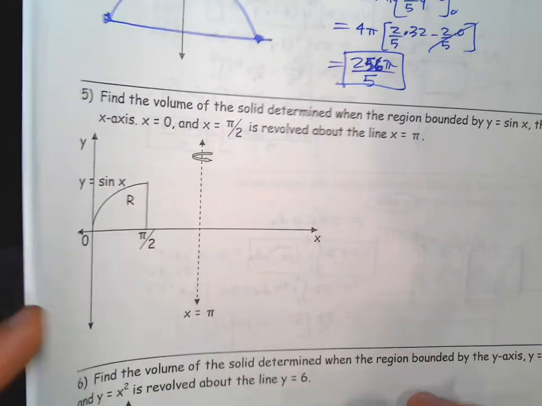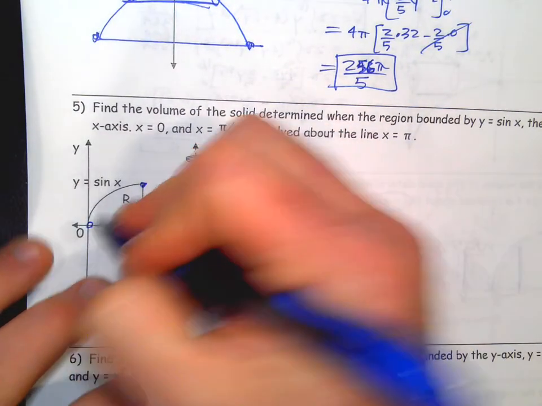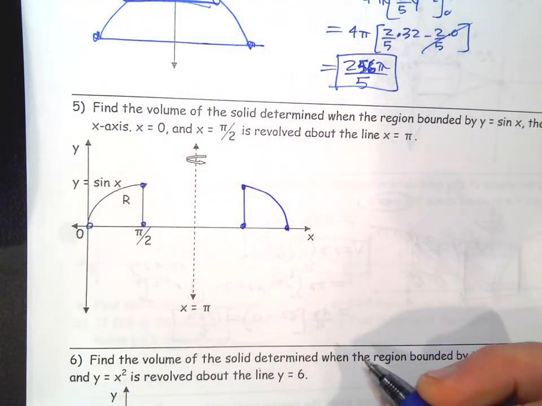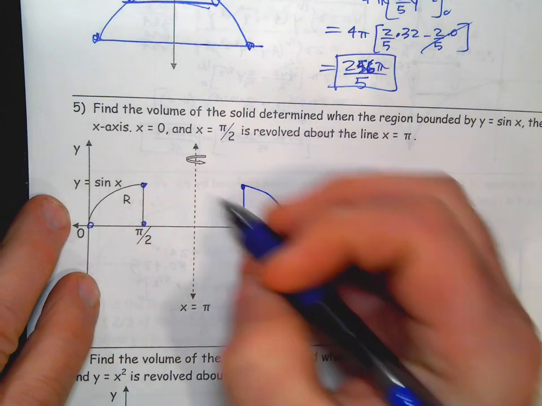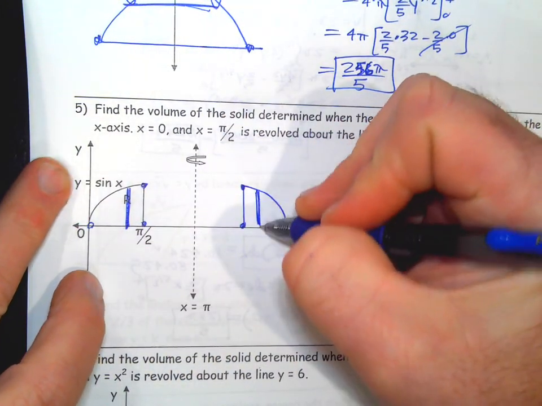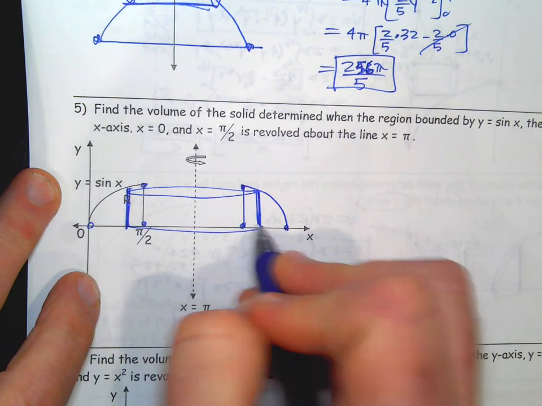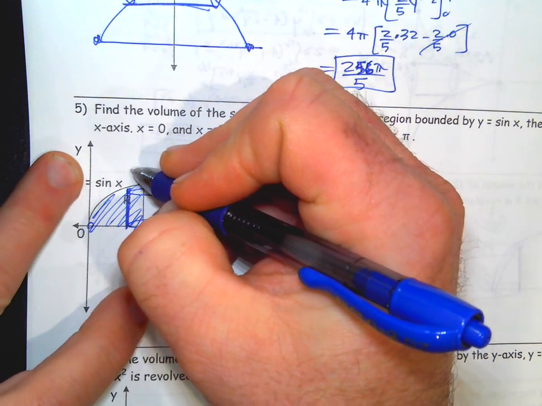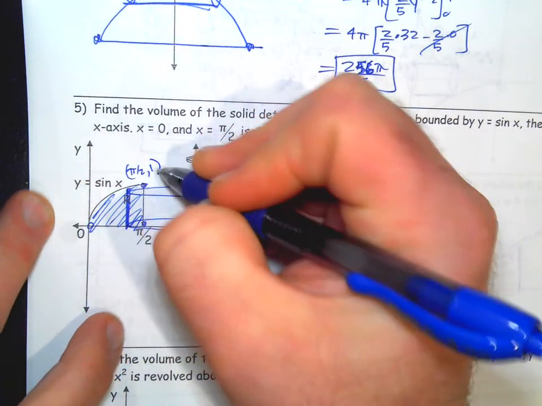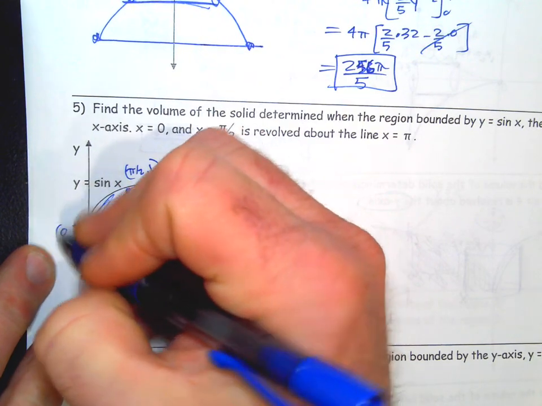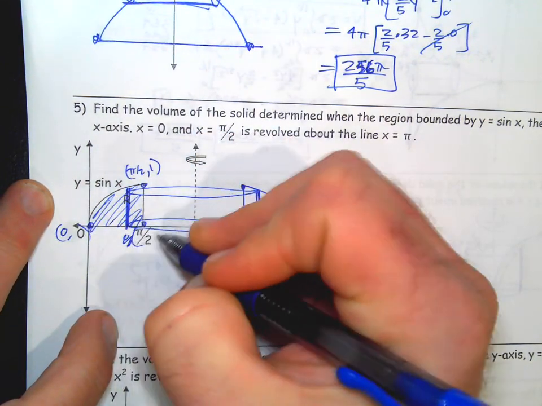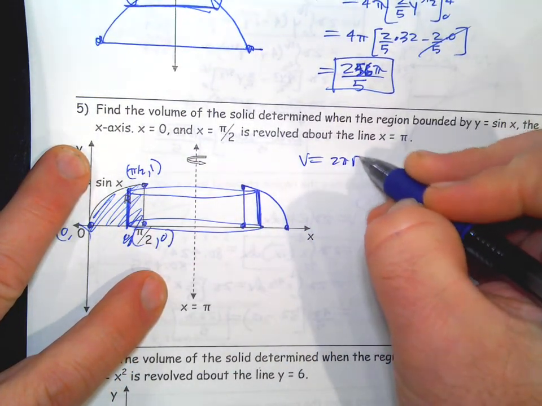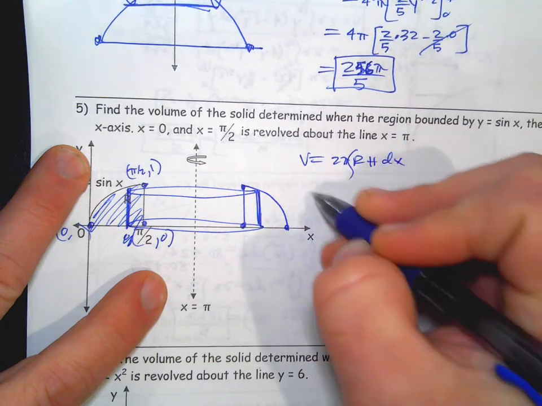All right. This one here has an offset axis of rotation, so that's going to bring some numbers into your radius instead of just x or y. We want to slice parallel to the axis of rotation. And remember, everything's determined over here. The coordinate of this point is 1. Sine of pi over 2 is 1. So the volume of a shell is 2 pi r h dx, vertical slices this time.